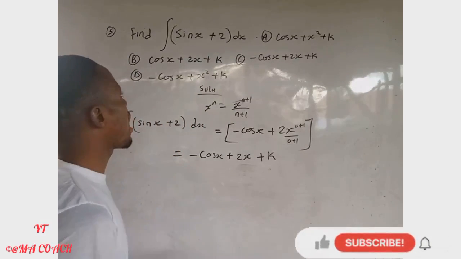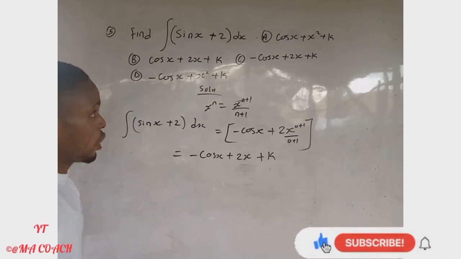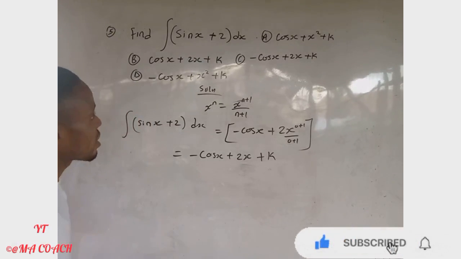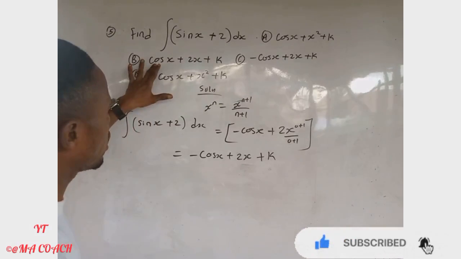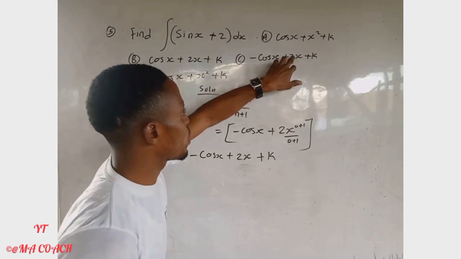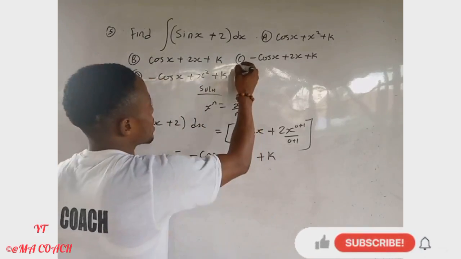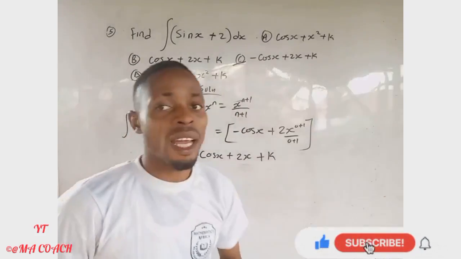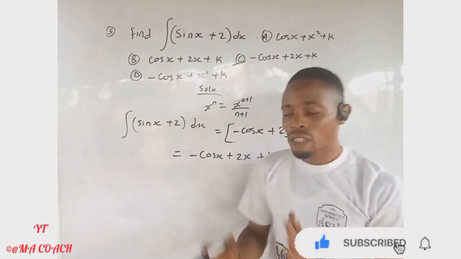So let's say this is our answer. Let's compare it to what we have in this place. We have minus cos s plus 2s plus constant. So where can you see it now? Here is plus. Okay, I think this is what we have here: minus cos s plus 2s plus constant. So it means that C is the answer for this particular question. And that's how you solve it. It's very simple.